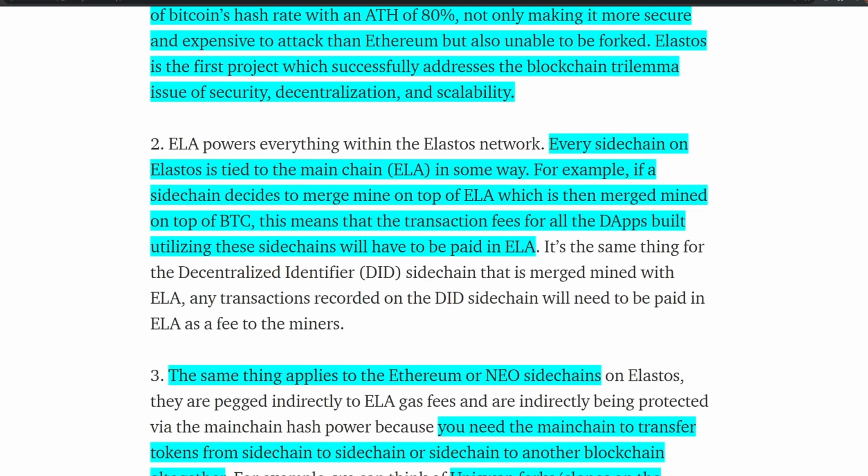Every sidechain on Elastos is tied to the main chain ELA in some way. For example, if a sidechain decides to merge mine on top of ELA, which is then merge mined on top of BTC, this means that the transaction fees for all the dApps built utilizing these sidechains will have to be paid in ELA.